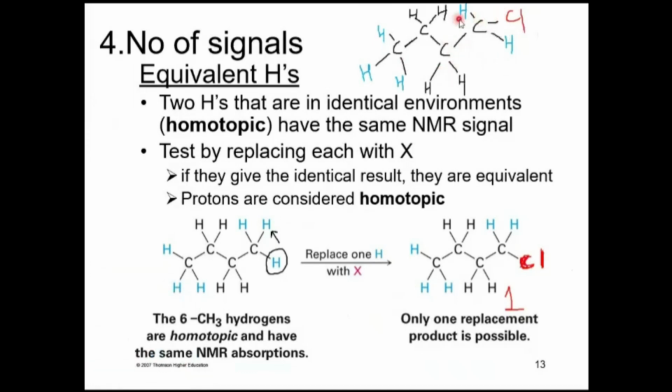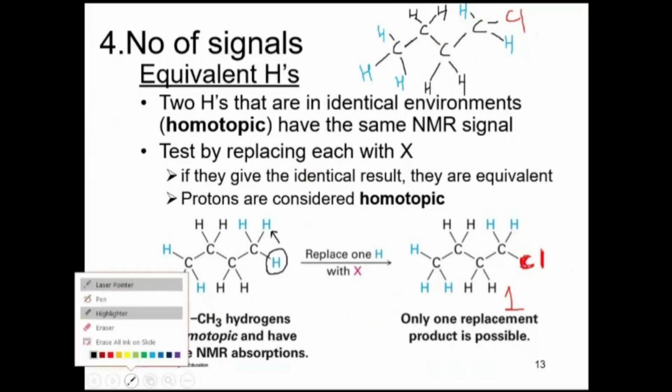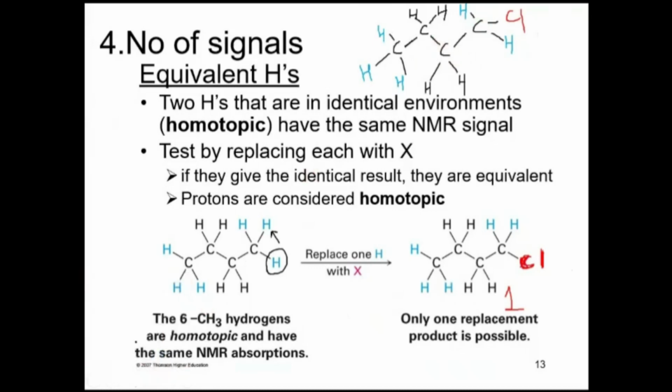Can you tell me what the IUPAC name of this compound is? 1-chlorobutane. Very good. So can I say that compound 1 and compound 2 are the same? Yes, sir. Excellent. So if compound 1 and compound 2 are the same, then these two hydrogens are present in the same environment.